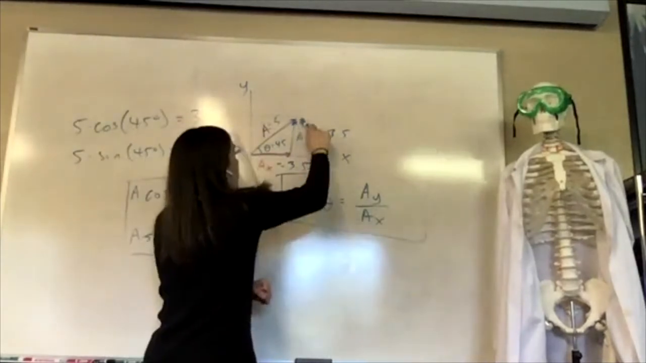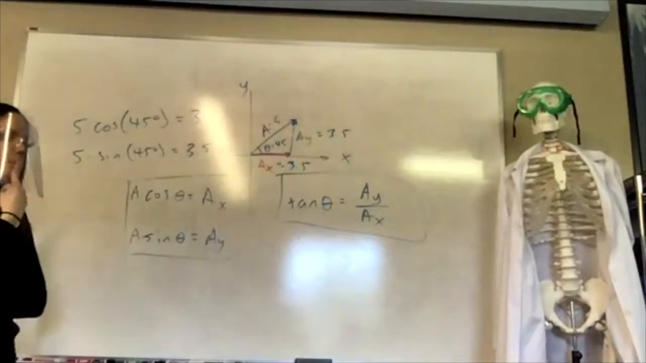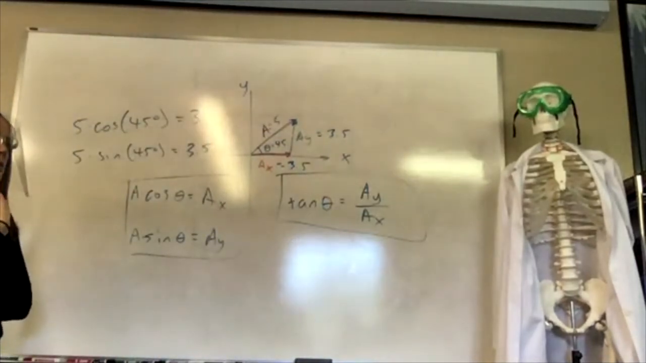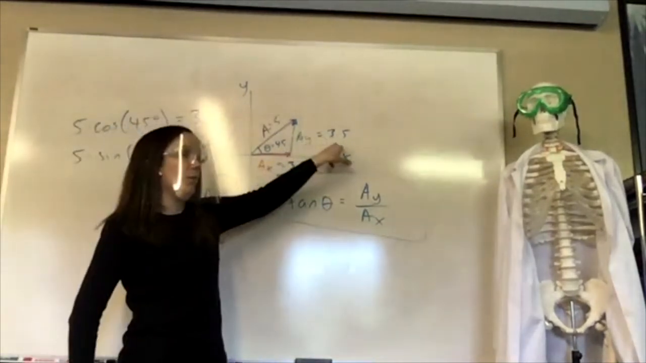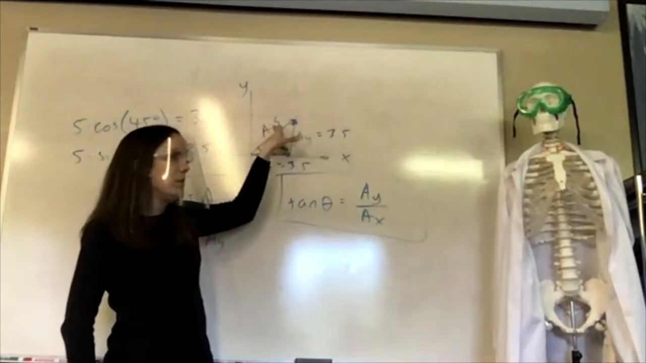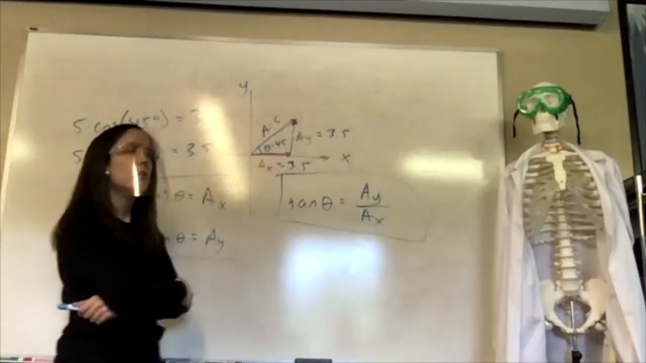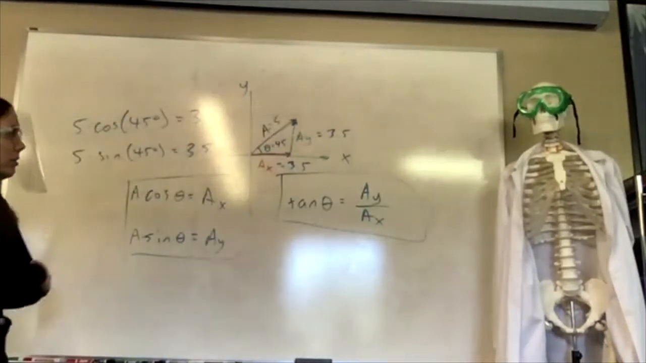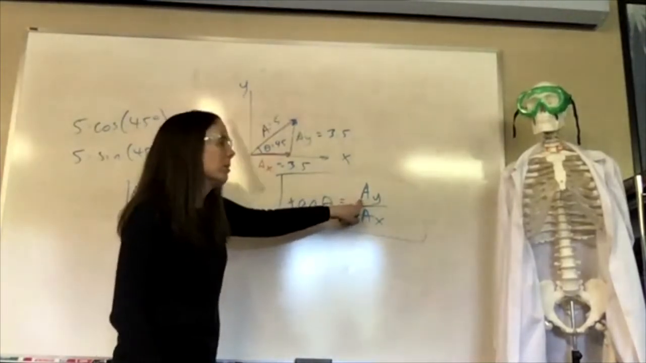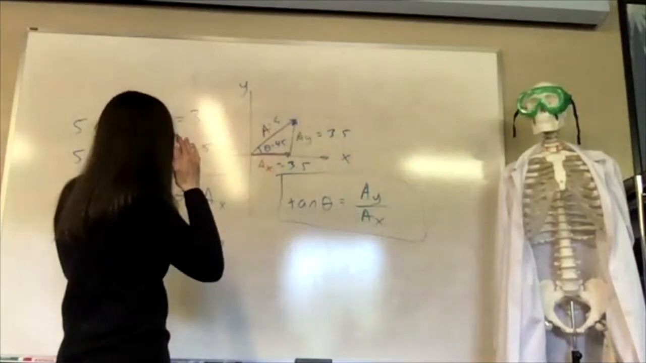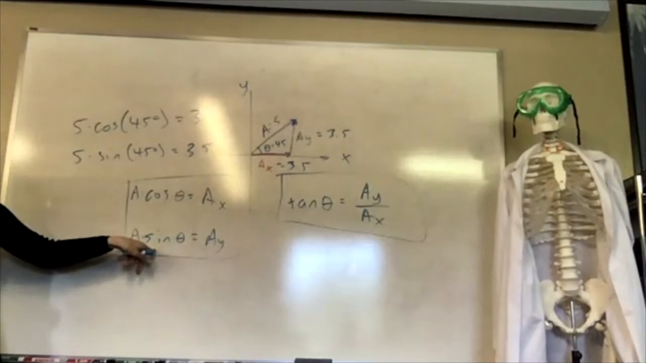A of y would be 3.5 here. It's your y component. A of y is 3.5, yeah, but A is 5. I'm not sure what you're asking. Oh yeah, just 3.5. Okay, anything else about these before we go on? Does that make sense to everybody?